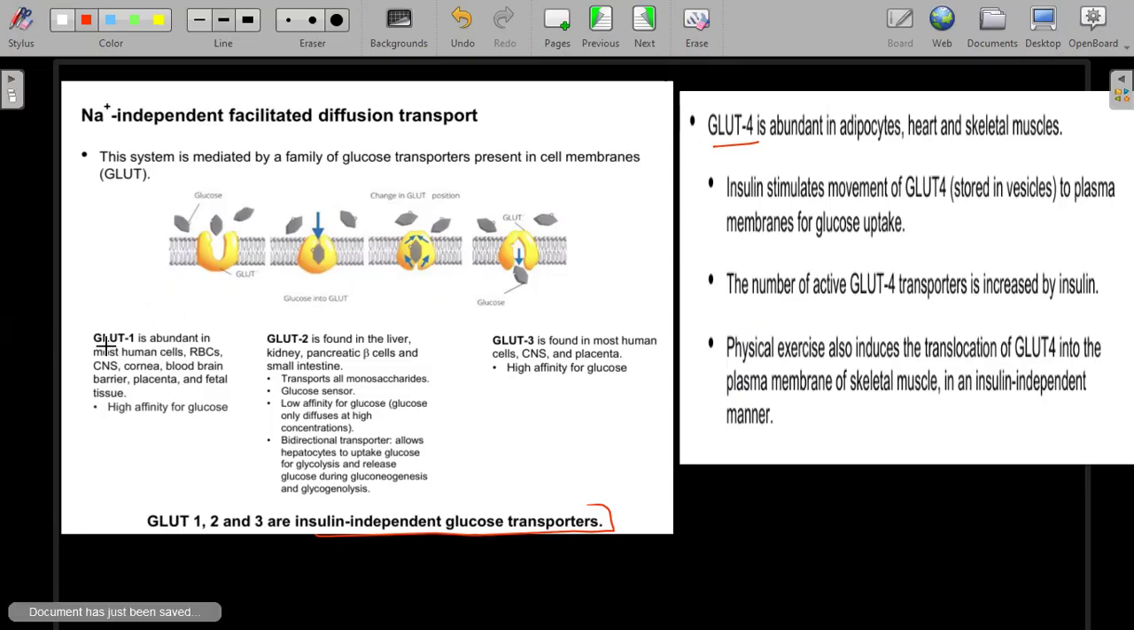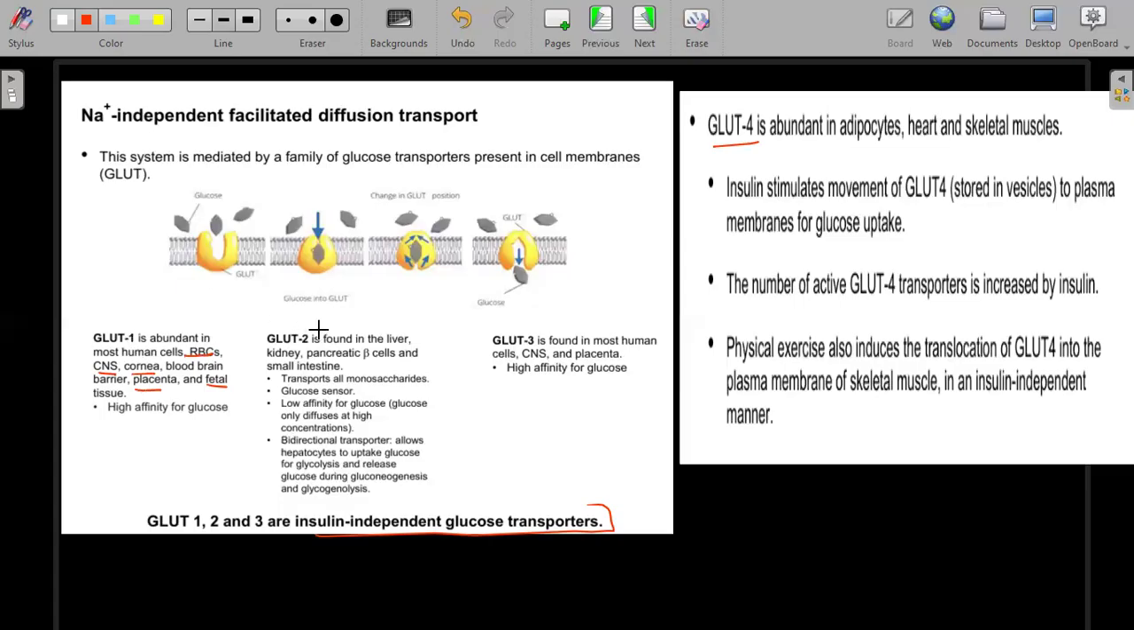Okay, so you have GLUT1 here, where you're going to find your GLUT1 is in the blood-brain barrier, in the placenta, in the fetal tissues. So you need to know these organs, starting from the red blood cells, the central nervous system, the cornea of the eye, the blood-brain barrier, and the placenta and the fetal tissues. So you should be able to mention some of the organs where GLUT1 is going to work.